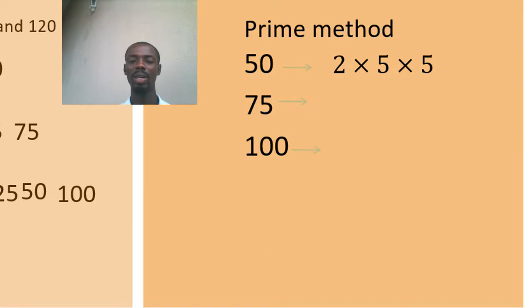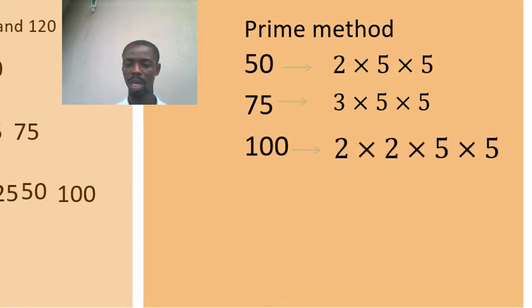Now, if you are not clear with this, I have a class on expression of numbers as a product of prime. You may need to watch the video for you to have a full grasp of what I'm doing here. Now, here I'm having 3 by 5 by 5 for 75. For 100, I'll be having 2 multiplied by 2 multiplied by 5 multiplied by 5. Alright? That is what I'm having for 100.